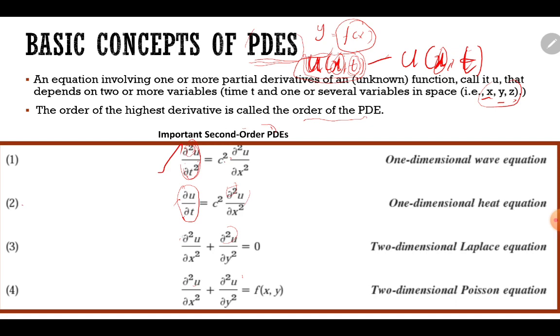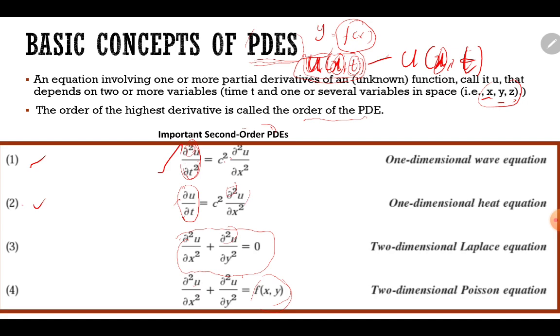And then we have the two-dimensional Laplace equation, like this. And we also have the two-dimensional Poisson equation. The difference between the Laplace and Poisson equations you can see on the right hand side here. For Laplace it is equal to 0, for the Poisson equation it is equal to f(x,y). But for our case, I think we'll focus on equation 1 and equation 2 here only.